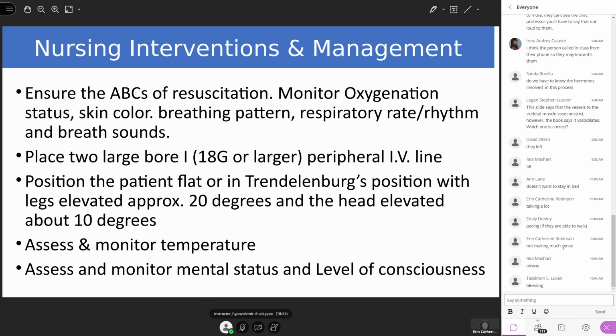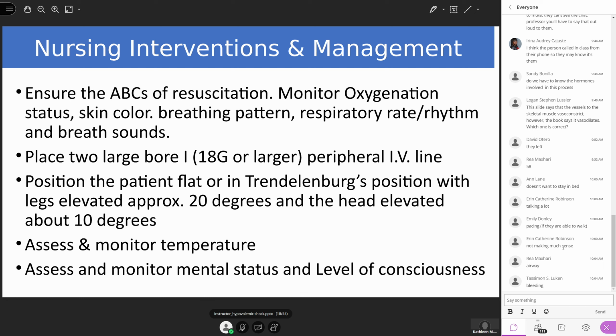To allow the blood to get to the brain and the heart easier. Absolutely. It's all about blood flow. Everything that we're talking about is blood flow. So if the patient's sitting up, that venous return is going to make it a little bit harder. So this is just about gravity. So you immediately are going to drop that patient.